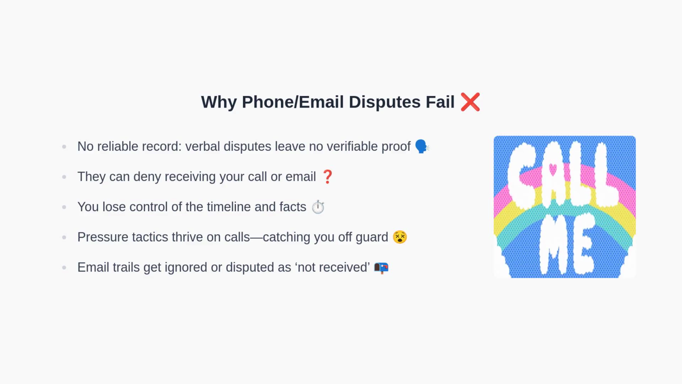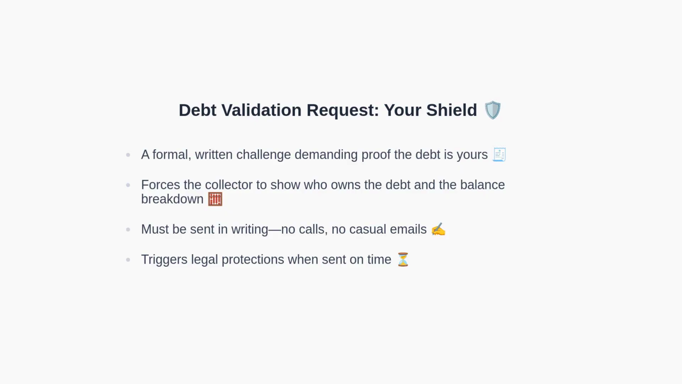To move from reactive to proactive, you need a method that creates undeniable proof of what was sent and when. That brings us to the debt validation request and certified mail with return receipt. A debt validation request is a formal written letter that challenges the collector to prove the debt is yours, that they have authority to collect, and that the balance is accurate.